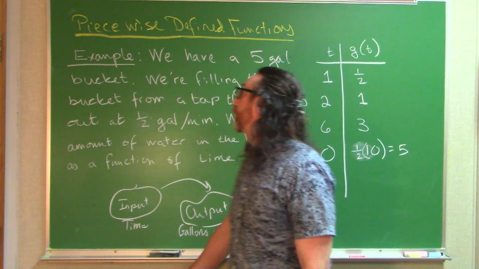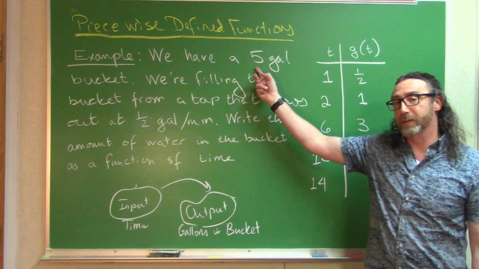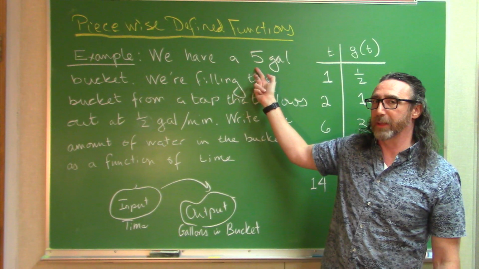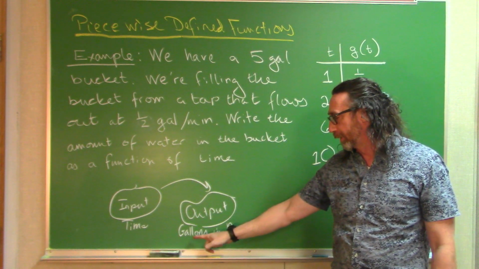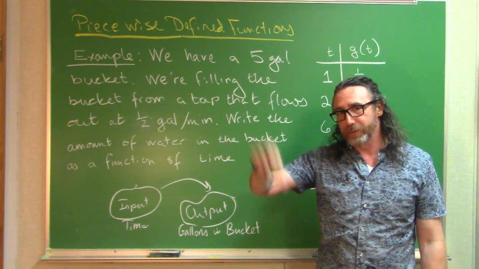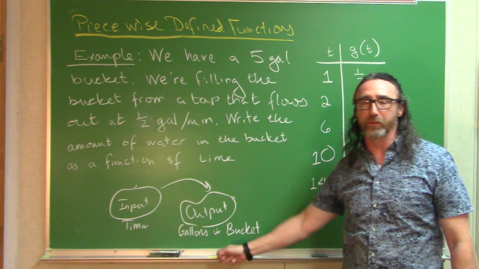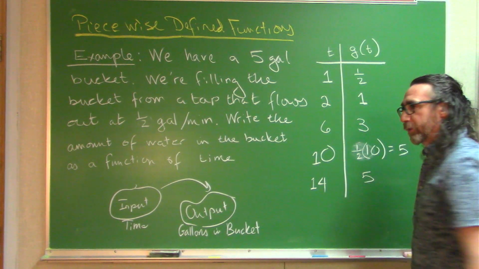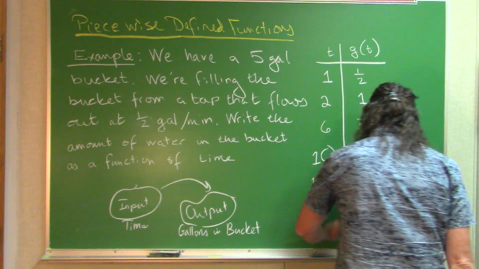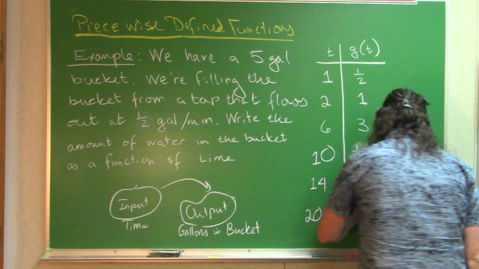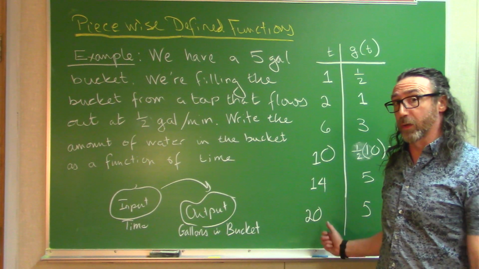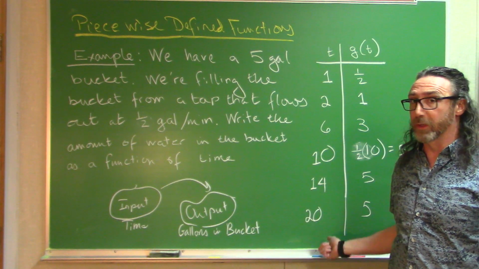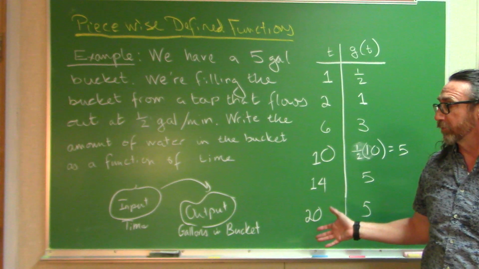However, we run into a problem because this is a 5-gallon bucket. You can't have 7 gallons in a 5-gallon bucket. Remember, the output is not the number of gallons that have come through the faucet, it's the number of gallons in the bucket. So 5 gallons in the bucket. If I let the water run for 20 minutes, 5 gallons in the bucket. You may have a lot of water on the floor or on the ground, but the number of gallons in the bucket is still going to be 5.